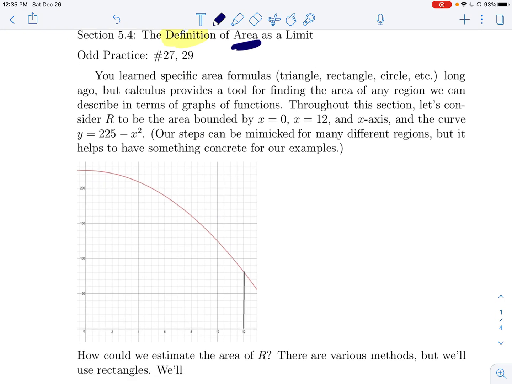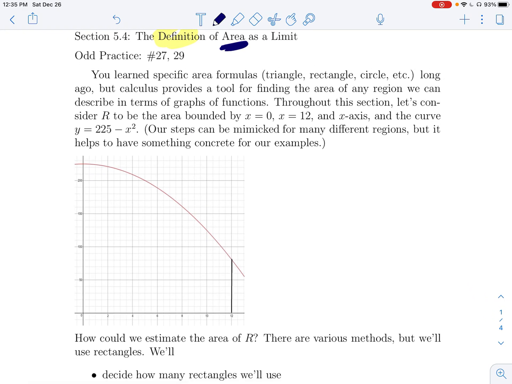So just to make things concrete, I'm going to do various examples with a region I'm calling R. And I have a picture here. So it's bounded by x equals 0, which is the y-axis, x equals 12, the x-axis, and the curve y equals 225 minus x squared. And it might be convenient to call that f at some point, so I'll just file that away.